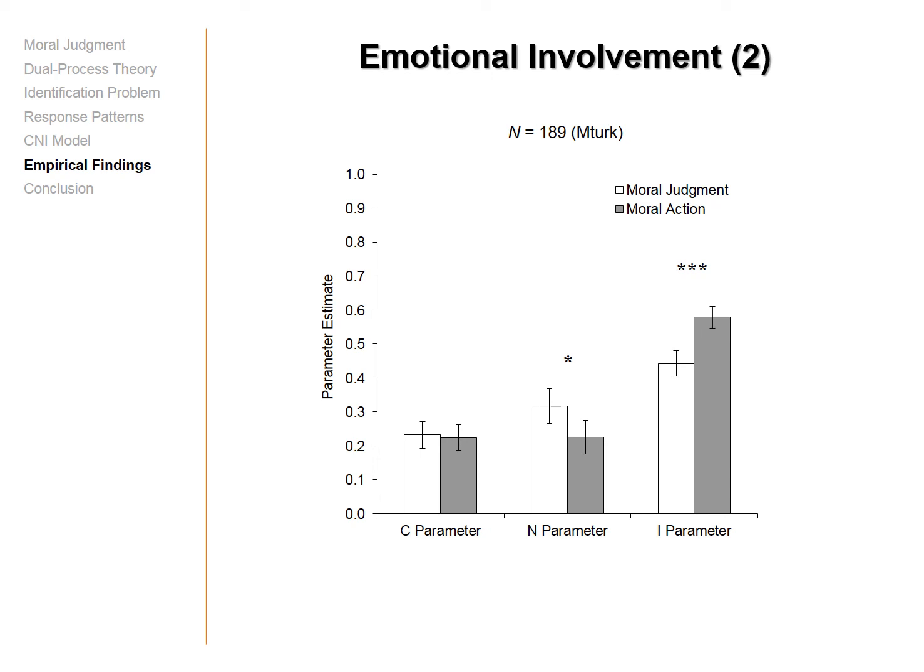The finding that emotional involvement increases action aversion can be easily reconciled with Green's dual process theory with a small number of additional assumptions, but the theory is much more difficult to reconcile with a finding that emotional involvement reduces sensitivity to moral norms.